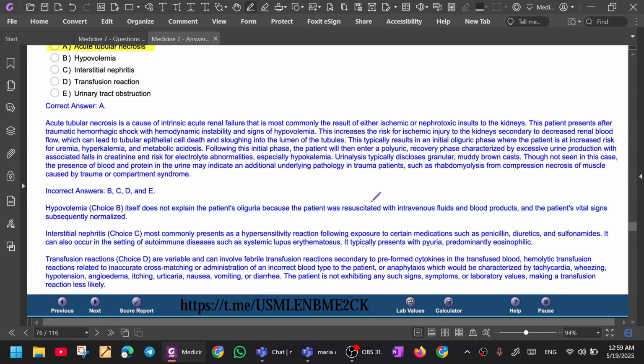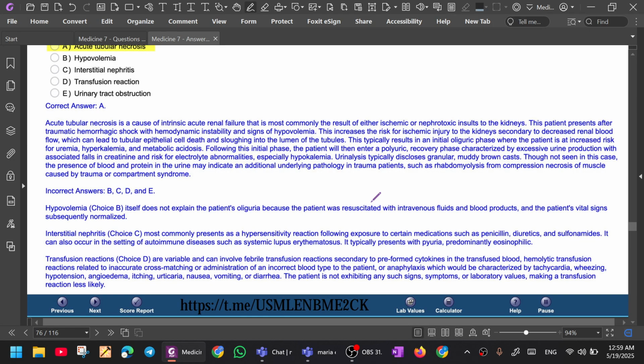Interstitial nephritis most commonly presents as a hypersensitivity reaction following exposure to certain medications such as penicillin, diuretics, sulfonamides. It can also occur in the setting of autoimmune disease such as SLE. It typically presents with pyuria, predominantly eosinophilic.